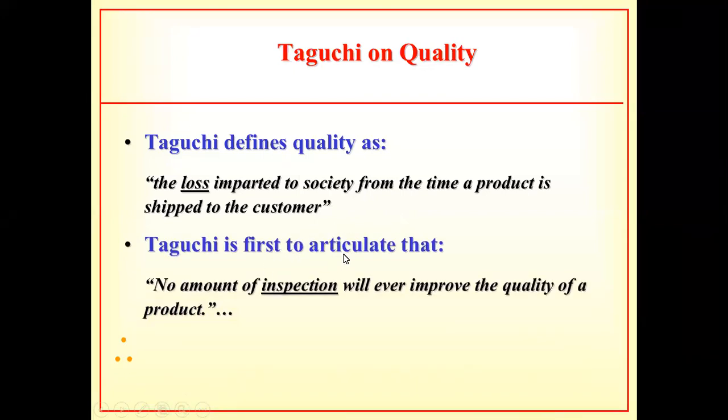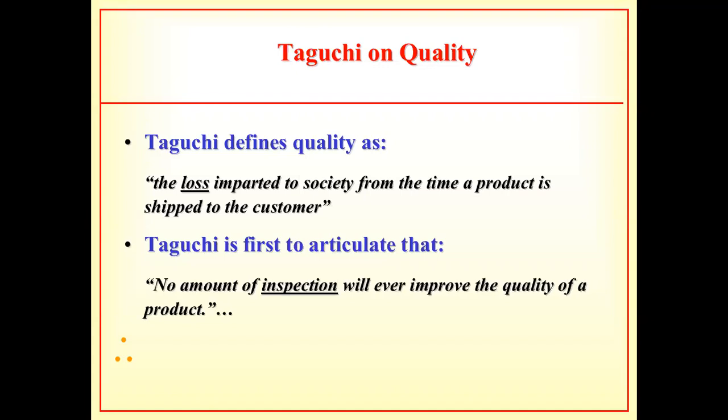He is the first person to articulate that no amount of inspection will ever improve the quality of the product. If you visit any company and ask what they are doing with respect to quality, they say, sir, we have many inspection stations. After every process, one inspection station is there. Fine, so you are inspecting your work. I have done some turning operation and checked the dimension. But with inspection, you are not talking about quality.